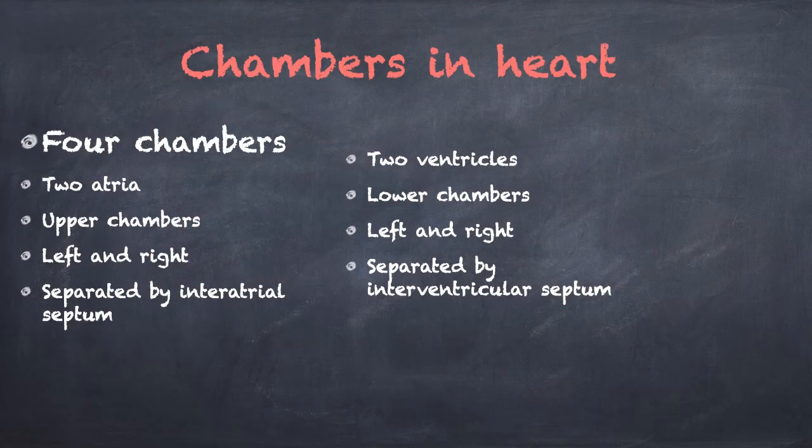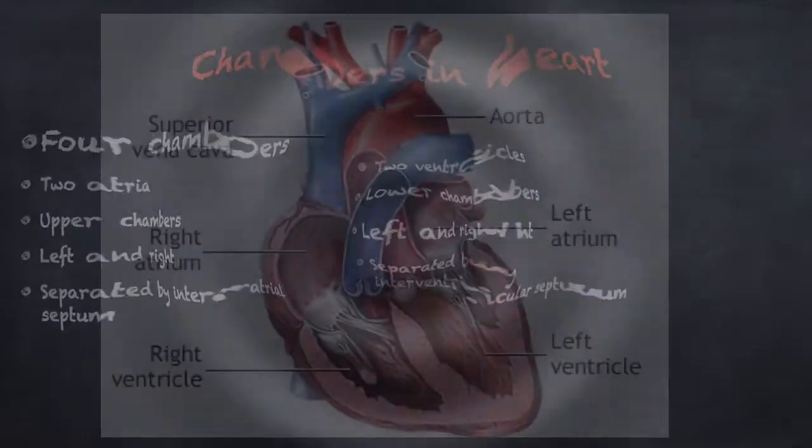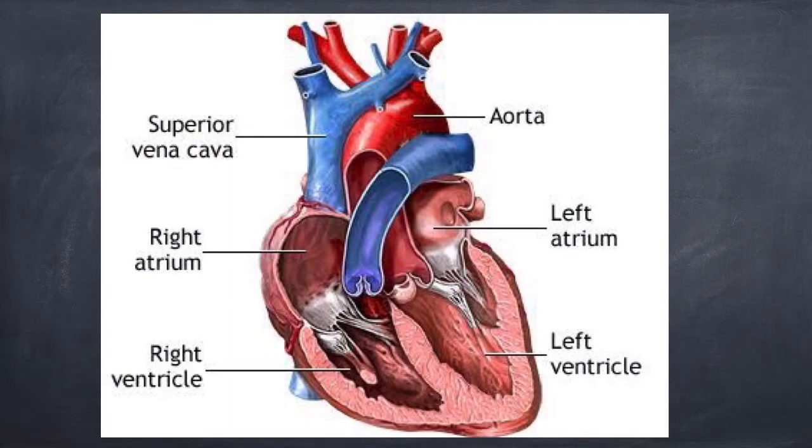Now coming to the chambers of the heart. The upper chambers of the heart are called auricles and the lower chambers are called ventricles. Auricles are separated by the interauricular septum and ventricles are separated by the interventricular septum. This is a clear image of the internal structure of the heart with two important blood vessels called the superior vena cava and aorta.